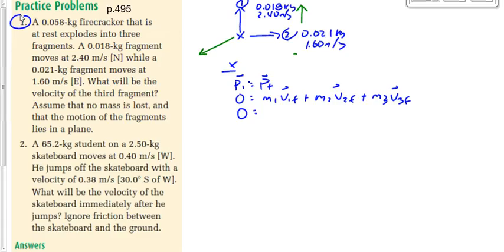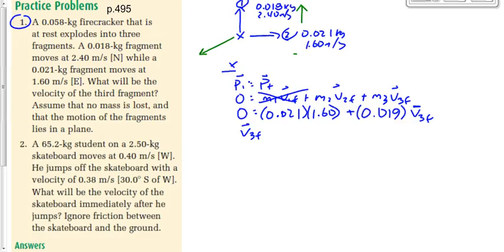Object number 1 is going only on the y-axis, so we ignore it. Object number 2, 1.60 to the right. Object number 3 has a mass of, what is that mass? 0.058 minus 0.018 minus 0.021? 0.019 kilograms times V3F. Who's got a value for V3F there?